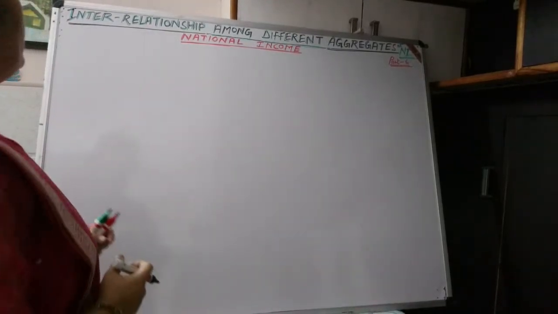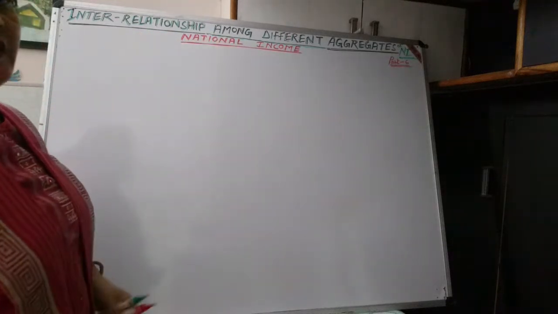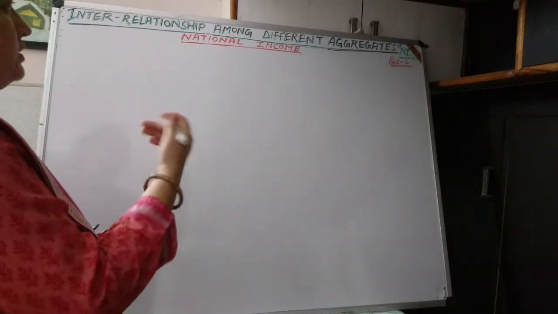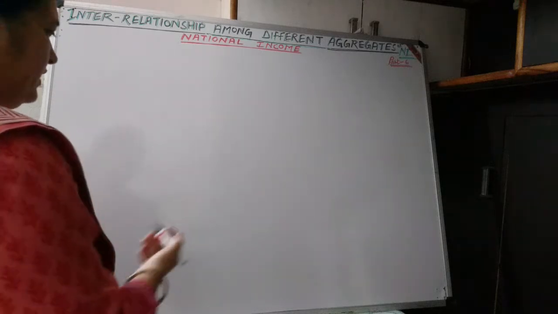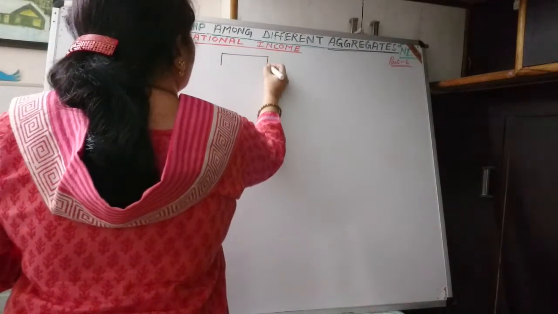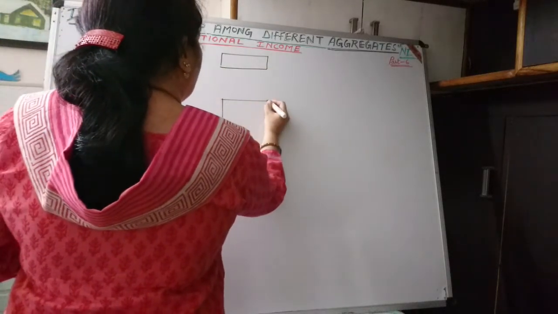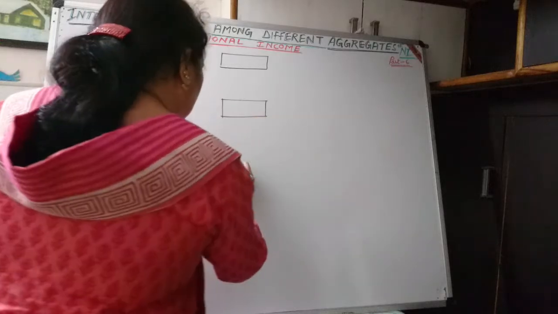In this video, we will clear the interrelationship among different aggregates of national income with the help of a diagram. So let us start the diagram. We are preparing different aggregates of national income.